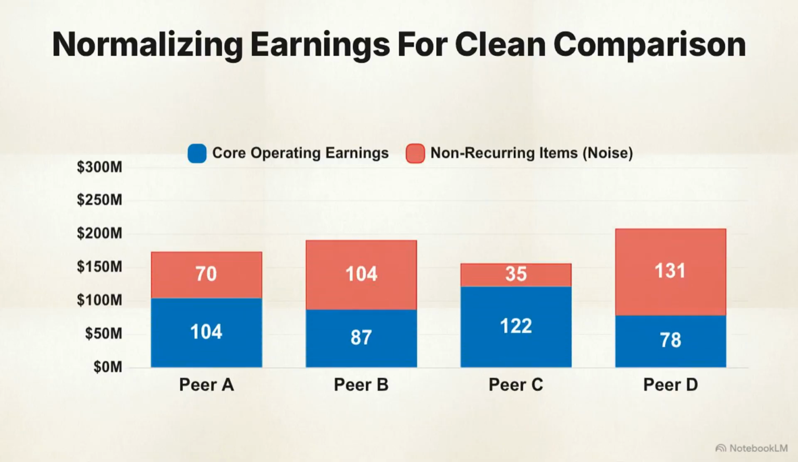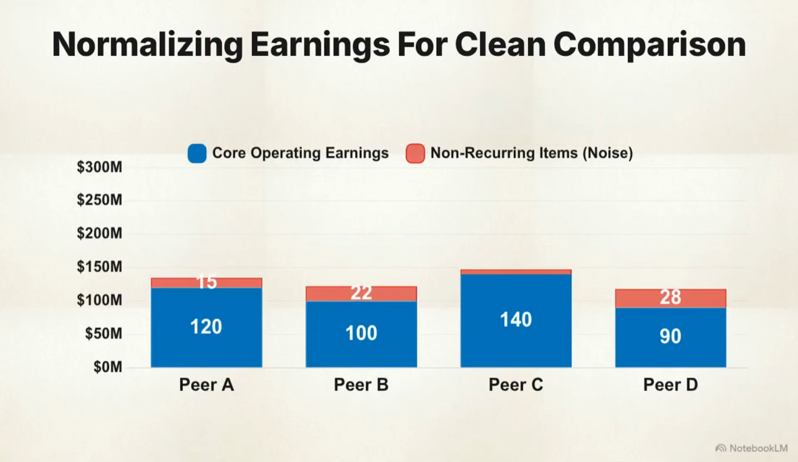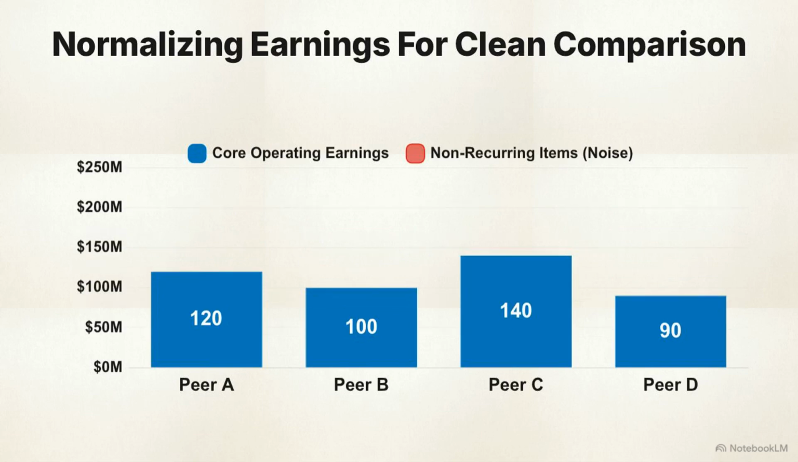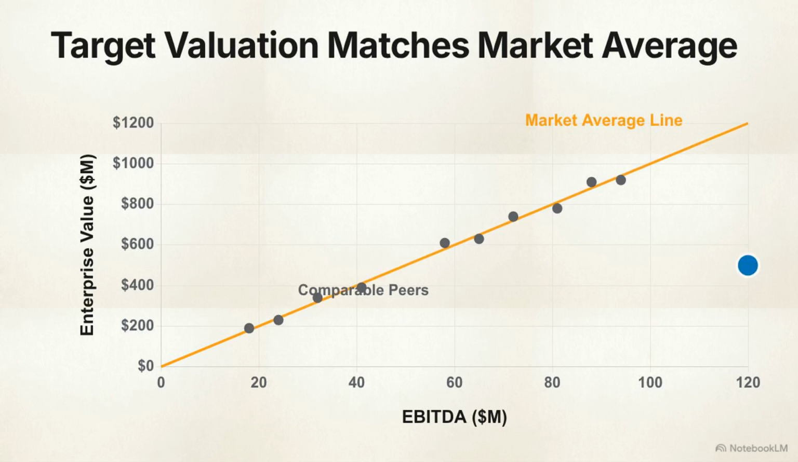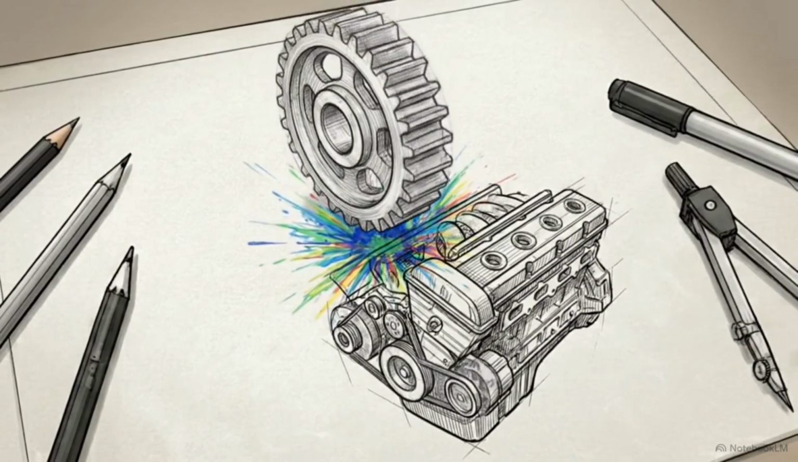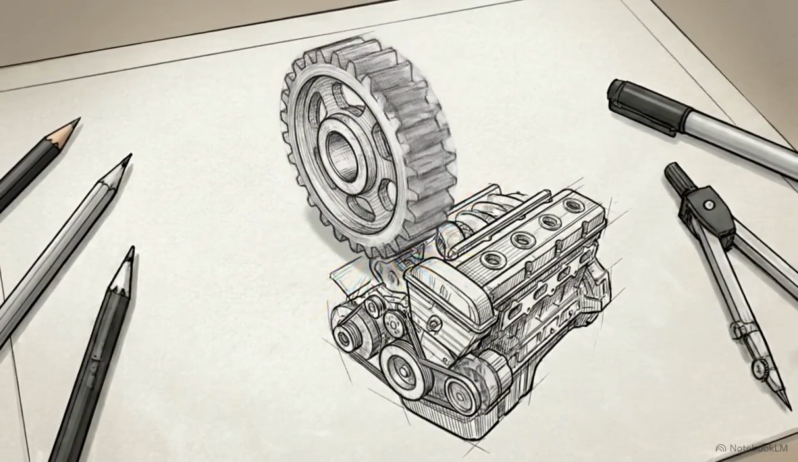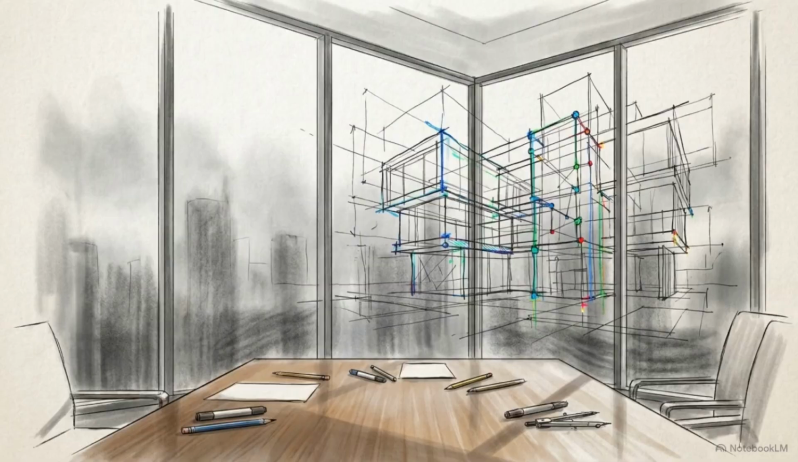Once the peers are selected, analysts normalize their earnings, stripping out non-recurring items to create a clean financial comparison. Using these normalized figures, they benchmark the target company's trading multiples, like enterprise value to EBITDA, against the market average. This process anchors theoretical internal projections to empirical market realities, ensuring the model's engine operates within the context of the current economy. Despite precise internal structures and market data, the future remains uncertain.